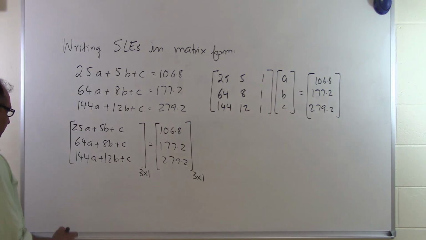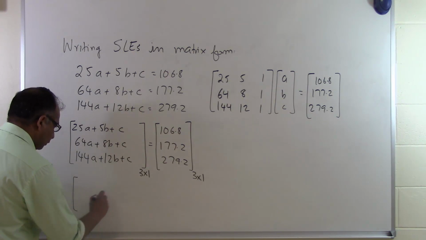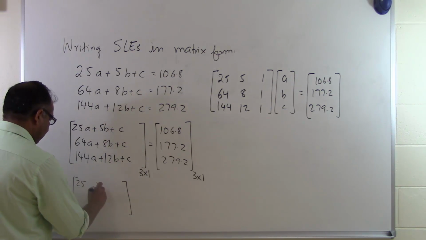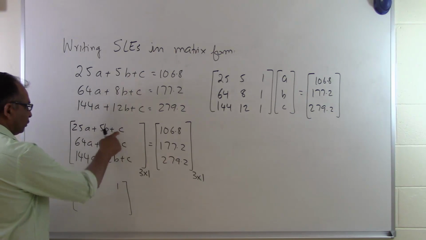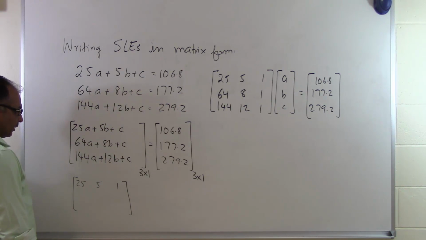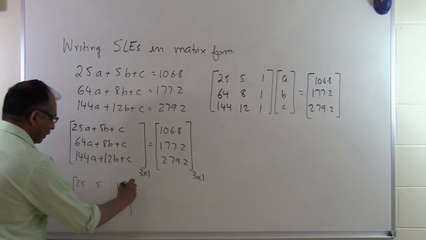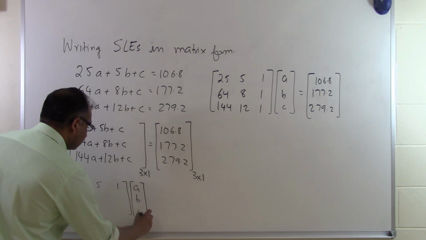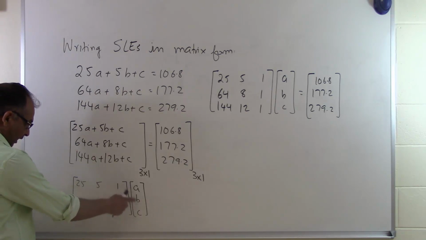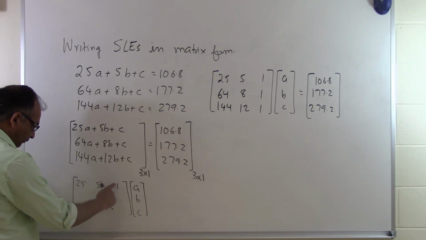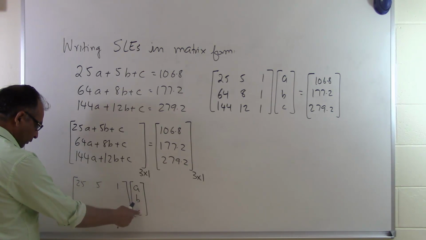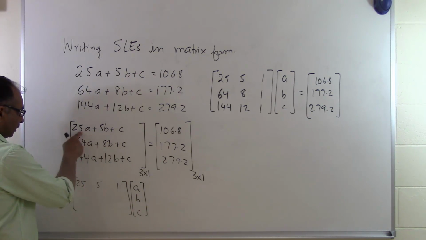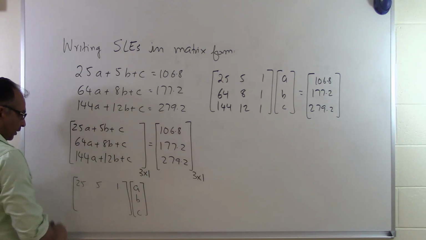And I can rewrite this now. I'm trying to separate out the unknowns here. If I write 25, 5, and 1 here, I can write this as A, B, and C. And you can see that if I have 25, 5, and 1 and multiply it by this vector A, B, and C, I'll get the first row, first column, this part right here.